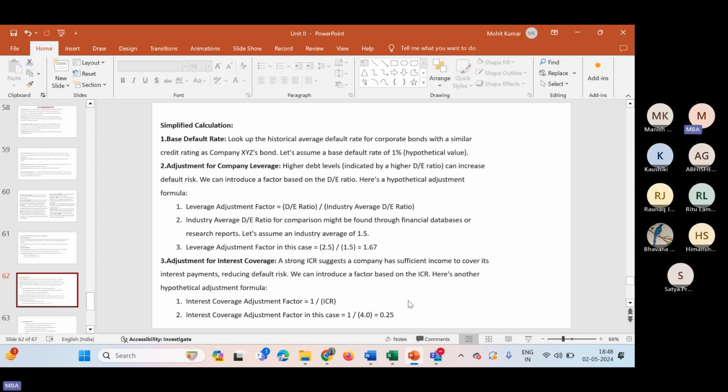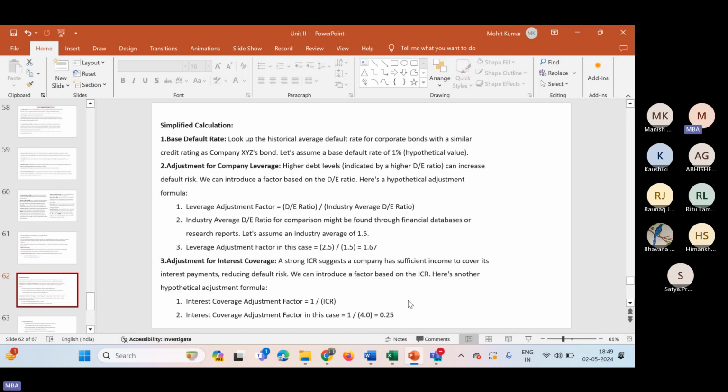That you can either calculate by yourself using certain models, or you may get it from publicly available information. The industry average debt to equity ratio for comparison might be found through financial databases or research reports. Let's assume, for example, it is 1.5. Once you have this 1.5, you can calculate the leverage adjustment factor by the formula 2.5 divided by 1.5, which is 1.67.